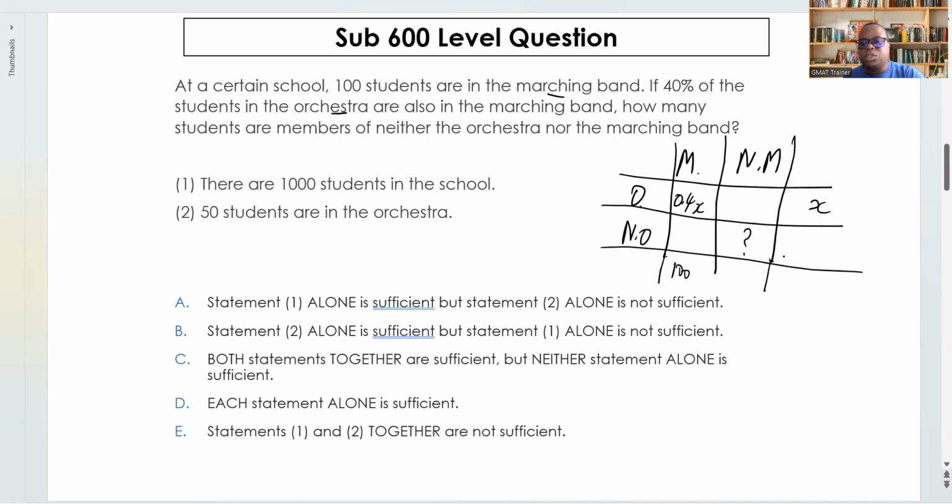So if you are able to get information that would help us get this cell right here, that would be sufficient. In this case, you're looking at knowing how many students are not in the marching band, and at the same time, how many students who are not in the marching band are in the orchestra. So if you can get this information, let's say A, B, then if you're able to get C and D as well, that will help us get these.